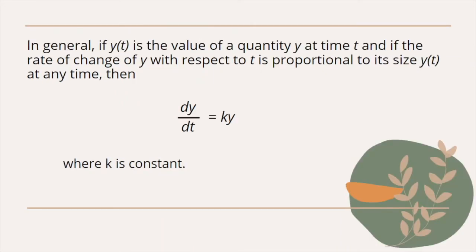So generally, if y(t) is the value of a quantity y at time t, and if the rate of change of y with respect to t is proportional to its size y(t) at any time, then dy over dt is equal to ky, where k is a constant. This is the rate equation. To summarize, y would be the size of the population or quantity at any time, t is time, and k is the relative growth rate or proportionality constant. Again, this formula illustrates that the value grows at a rate proportional to its quantity.